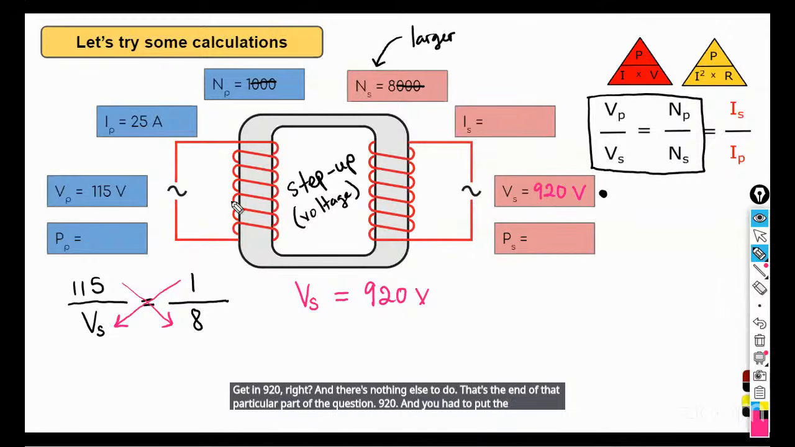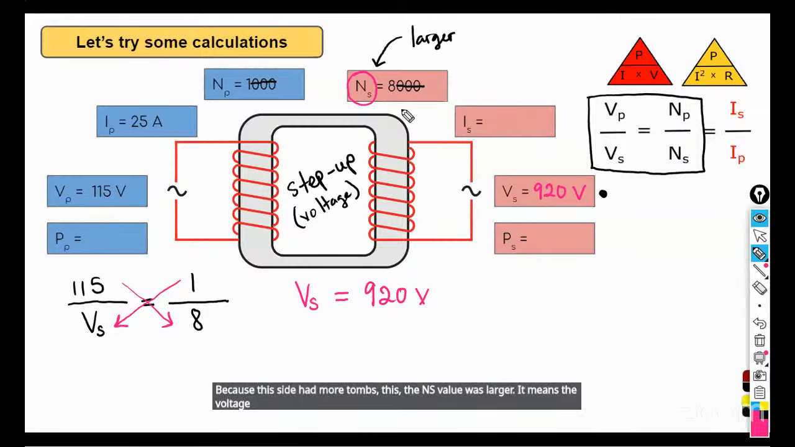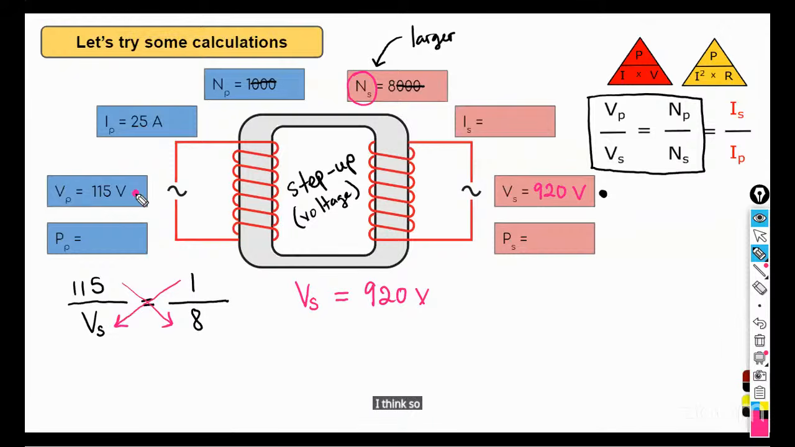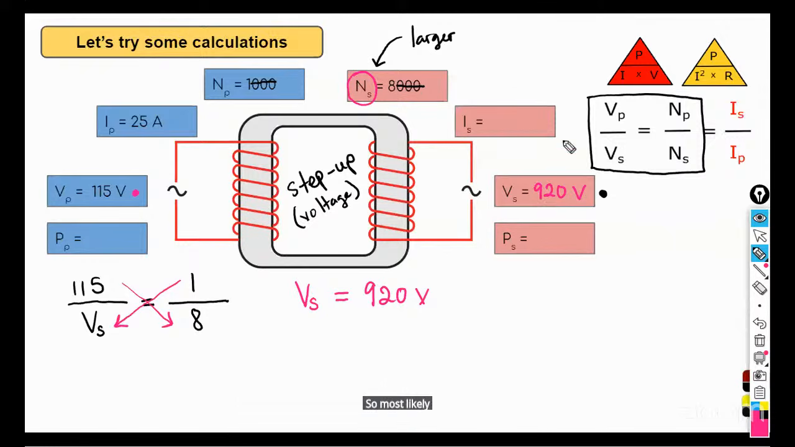Now you notice, because this side had more turns, the NS value was larger. It means the voltage was supposed to get larger. Did it get larger? I think so. It was 115, and when it came out on the other side, it was 920. So I know I'm on the right track. It was a step-up transformer. My voltage got larger. So most likely I'm correct, which means my current is supposed to get smaller.